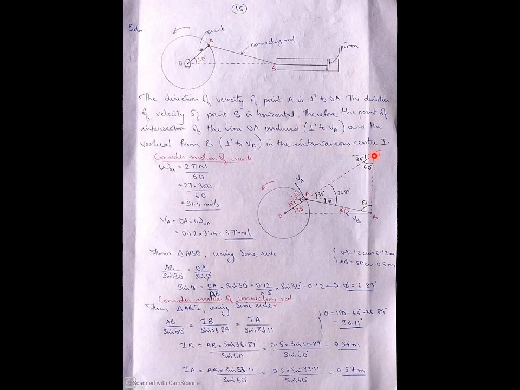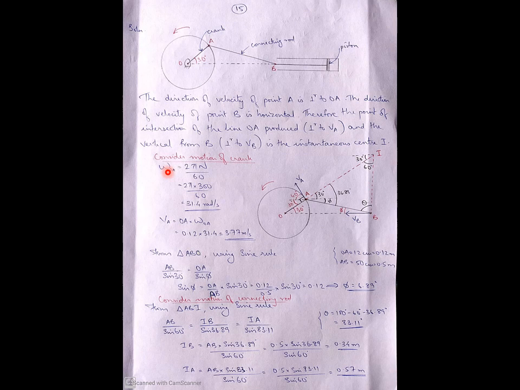So finally, it will be meeting at a point. That point is the instantaneous center. Now let it be like that. We will see it. First, as we seen earlier, consider the motion of the crank, the motion of the crank only. It is being given that it is moving at 300 rpm.